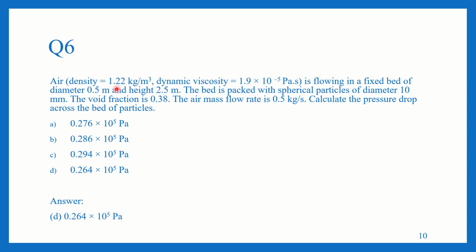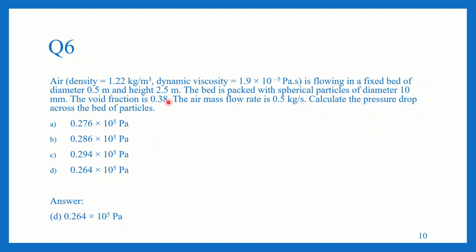Now we have a problem in question 6. We will solve this. First, it is given that air, we all know air has the density of 1.22 kg per meter cube, dynamic viscosity 1.9 into 10 power minus 5 pascal second, is flowing in a fixed bed of diameter 0.5 meter and height 2.5 meter. The bed is packed with spherical particles of diameter 10 mm. Void fraction is 0.38. The air mass flow rate is 0.5 kg per second. Calculate the pressure drop across the bed of particles.